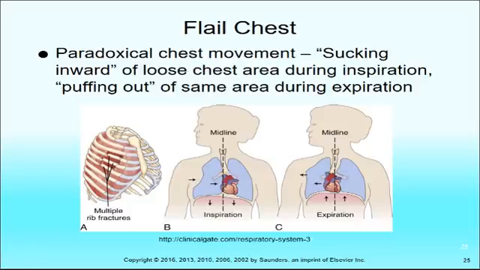There with the flail chest, it's a paradoxical chest movement. Paradoxical meaning the opposite of what's expected. So when you inspire, rather than the lung expanding here, the lung is going in. On expiration, rather than the lung going in, the lung is going out. And you see the mediastinum is moving, and the trachea is not staying midline, it's moving with the breathing because it's a sucking in from that.